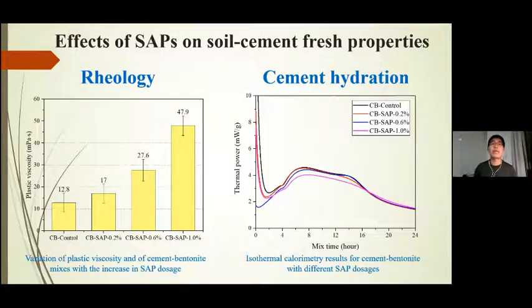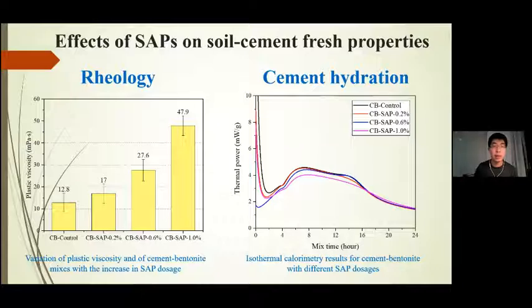So before we add SAP in the soil cement system to achieve self-immune and self-healing performance, we first need to figure out whether the addition of SAP has an adverse effect on the engineering properties of the cementitious grout. If so, it won't be doable to add these SAPs in the soil cement system. So we first test the rheology of the cementitious grout.